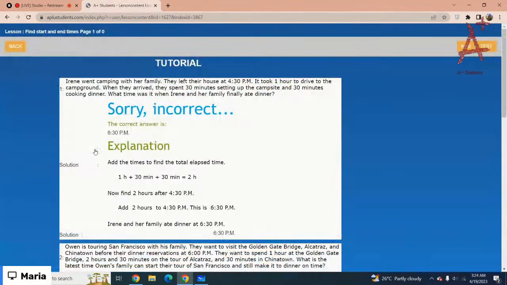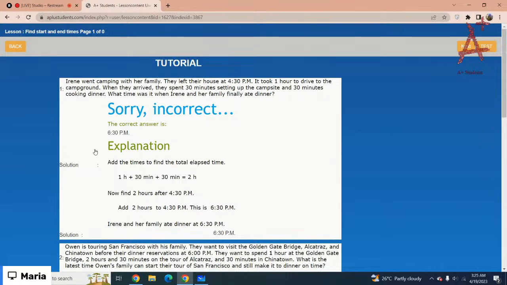Irene went camping with her family. They left their house by 4:30. It took 1 hour to drive to the campground. When they arrived, they spent 30 minutes setting up the campsite and 30 minutes cooking dinner. What time was it when Irene and her family ate dinner? Got it? You have to calculate the time they ate dinner.